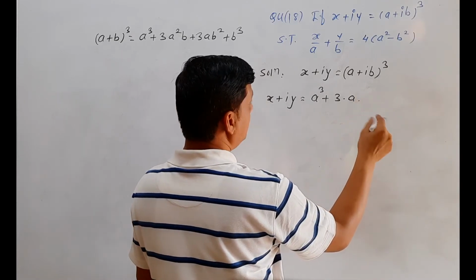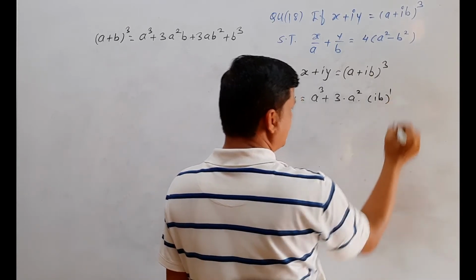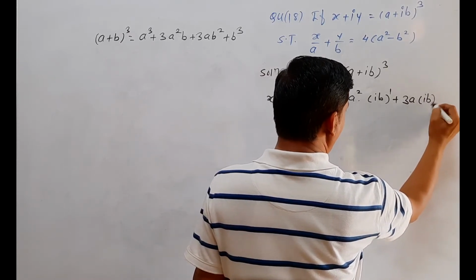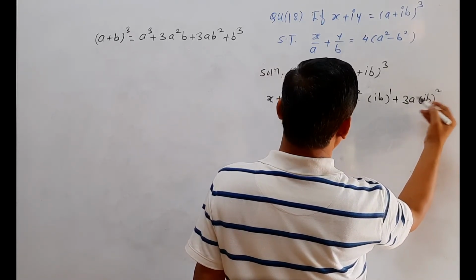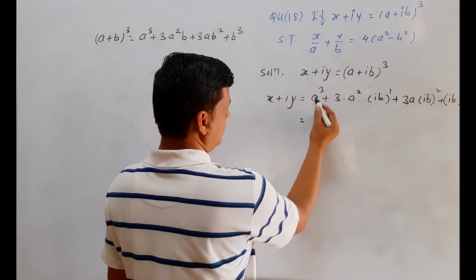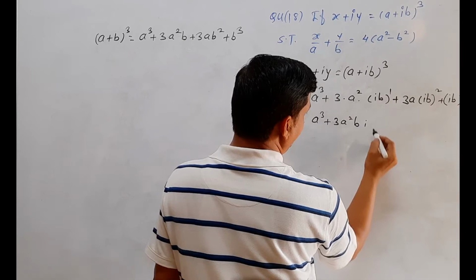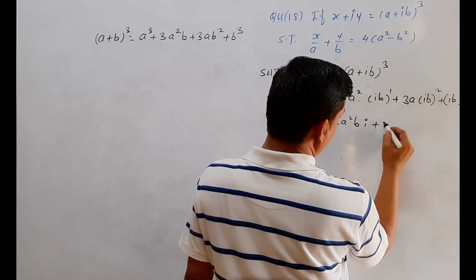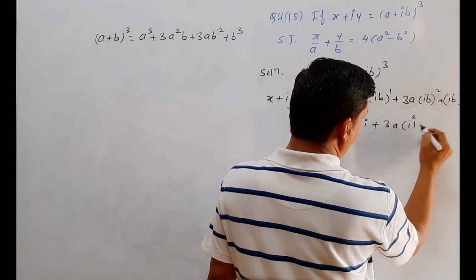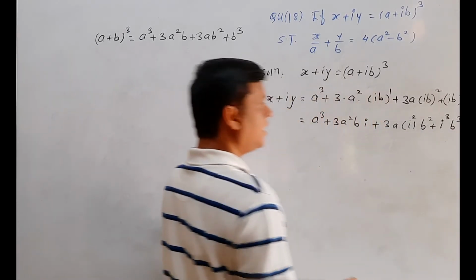So we have to write this as a cubed plus thrice a into. If we take the square of a, then we have to take ib as power 1, plus thrice a times ib as power 2, then ib cubed. So write a cubed plus thrice a squared bi, then plus thrice a. Now the square of i, the square of b, so we write i squared b squared, plus the cube of i, the cube of b, so we write i cubed b cubed.